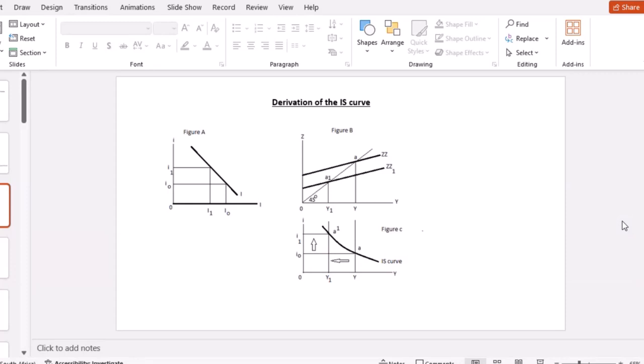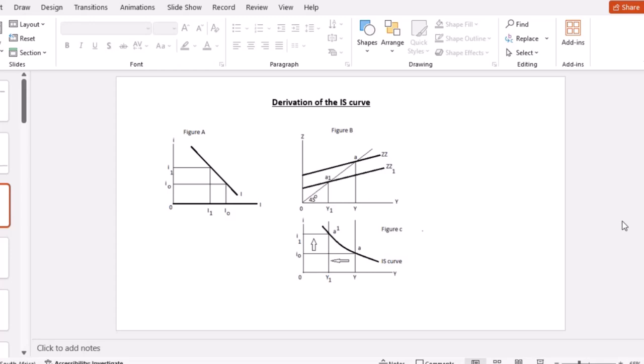So the goods market equilibrium is ultimately at point A1 now. Your new ZZ curve cuts the 45-degree line at A1. You drop that line to Y1. That's your new equilibrium level of income and output, Y1. You drop that line to figure C, Y1, and you extend the I1 line. The I1 line cuts the Y1 line at A1.